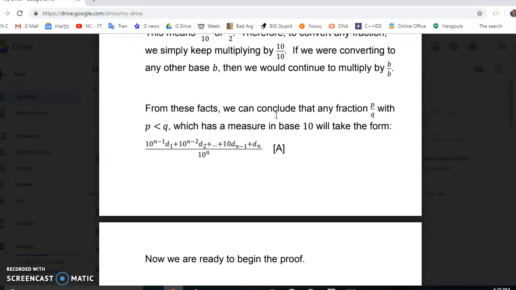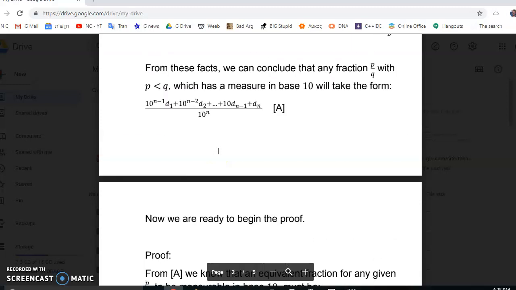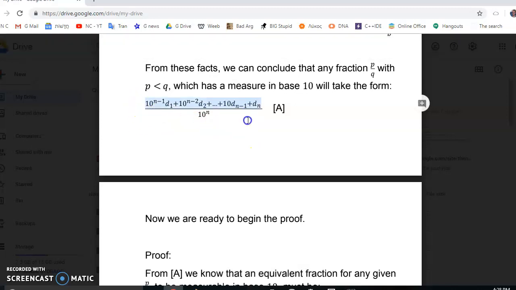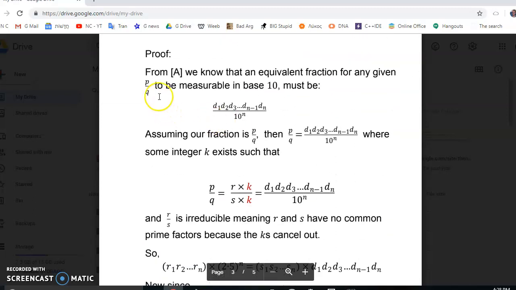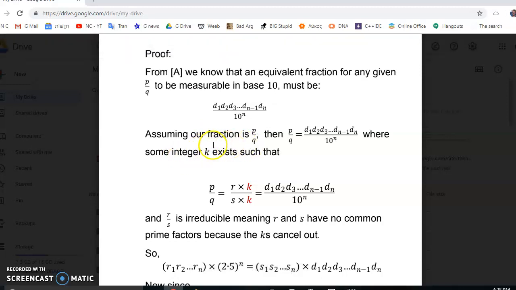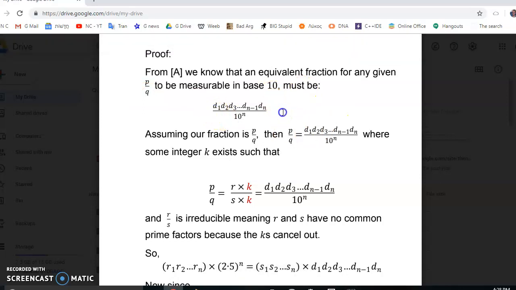And now what I'm going to show you is that you can determine if a fraction p over q is measurable in a certain base. And although you could do it with any base, I'm going to show you how it works in base 10 and then prove it to you. So essentially what you have is this, okay, which represents that fraction. So now we are ready to begin the proof. And by the way, I will also put a link to this article in the details section so that you can read it through slowly and study it yourselves. So from A, we know that an equivalent fraction for any p over q to be measurable in base 10, we must have this, okay?